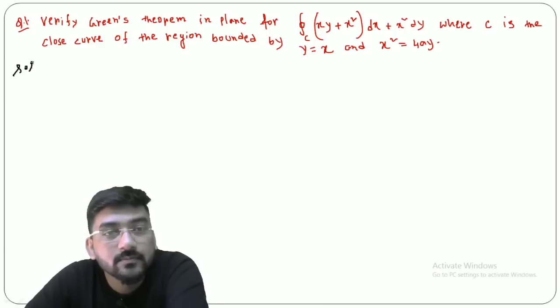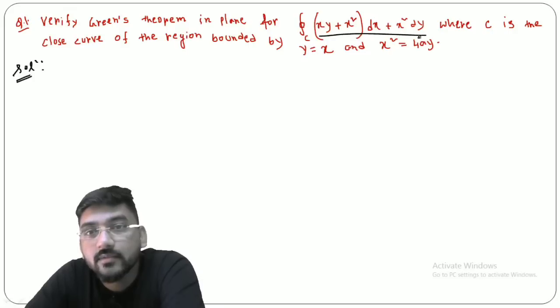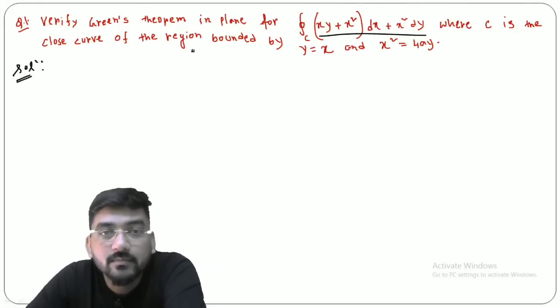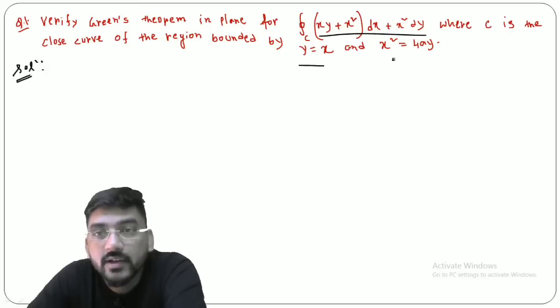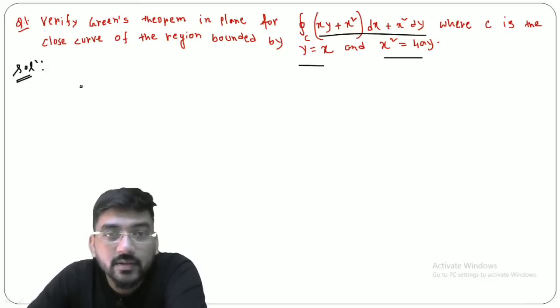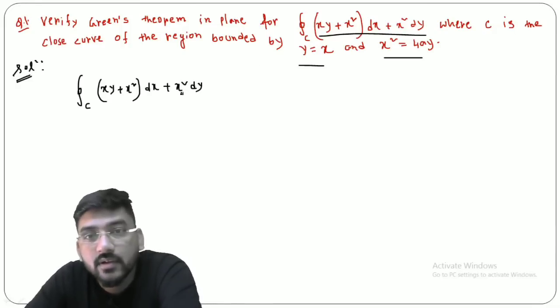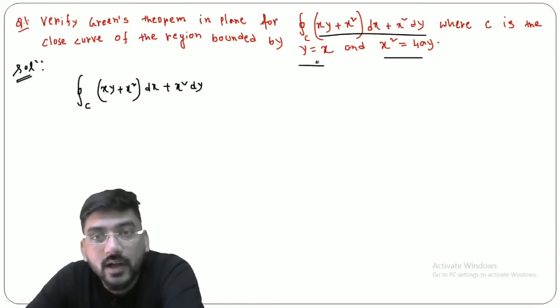So what is the problem? Verify Green's theorem in the plane. We are given a line integral, where C is the closed curve of the region bounded by y equals x and x squared equals 4ay. So the line integral is given, that is (xy plus x squared) dx plus x squared dy, and the curves are y equals x and x squared equals 4ay.